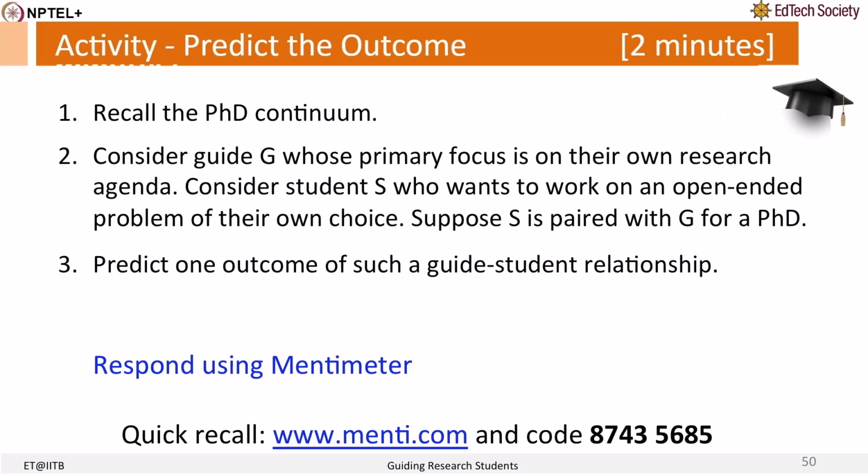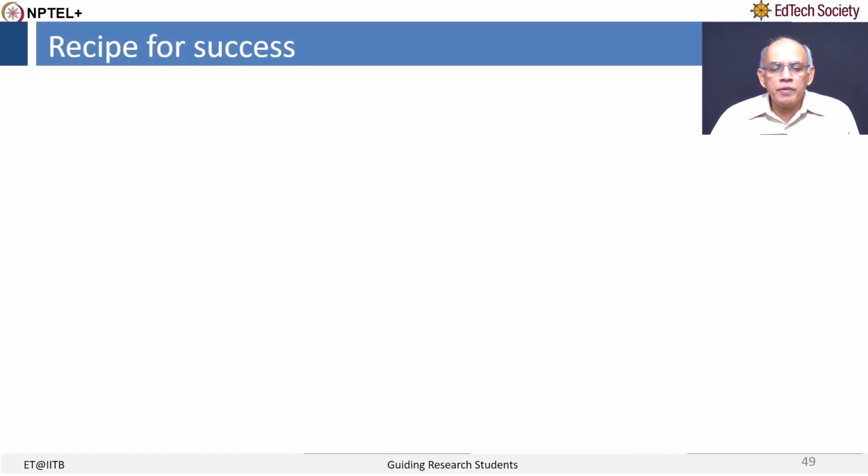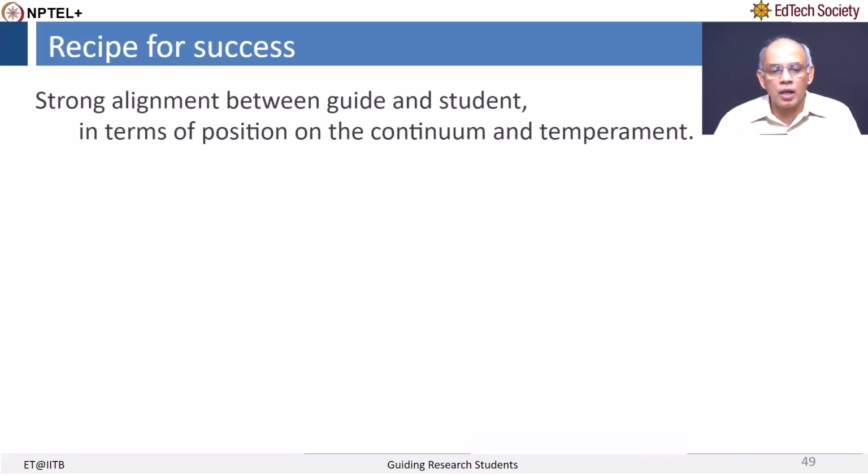So, we have looked at the responses. Now, if we look at what is the recipe for success in this guide-student relationship, this is something that we all are interested in. So, it is obvious that there should be a strong alignment between the guide and the student in terms of the position on the continuum and their temperaments. By temperament we mean being systematic or being able to accommodate the other person's schedules and so on and so forth.